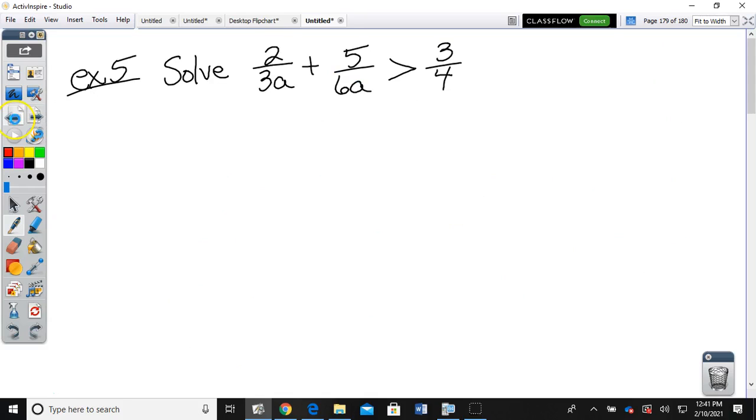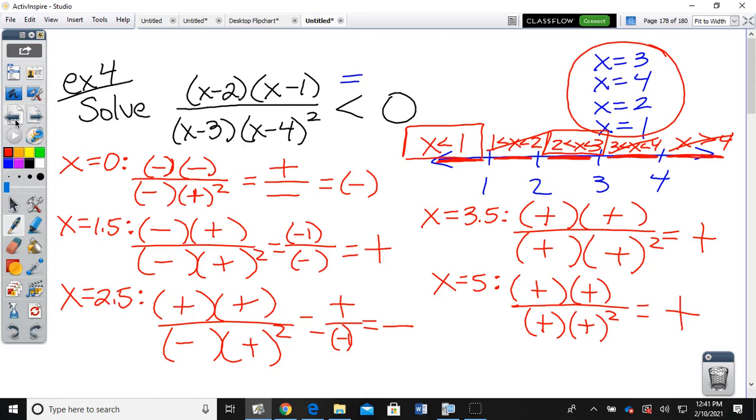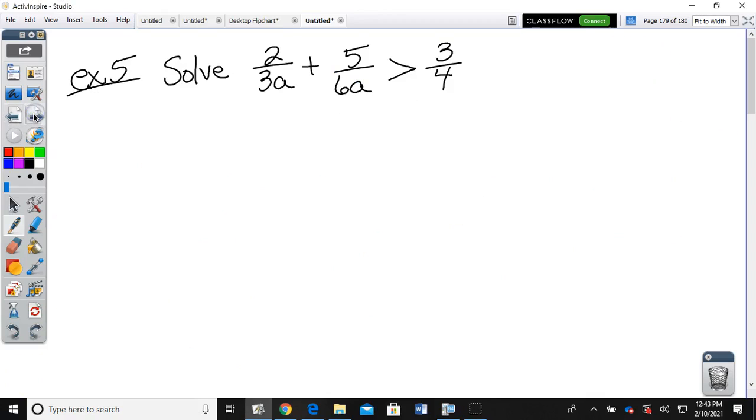Which one were the answers? Which one was the answer? X is less than 1. 2 is less than x, which is less than 3. Those are your actual answers. I didn't know you had to make them into equalities. I'm sorry? I didn't know you had to make them into equalities. Inequalities? Inequalities. Yes. All right. Last example.